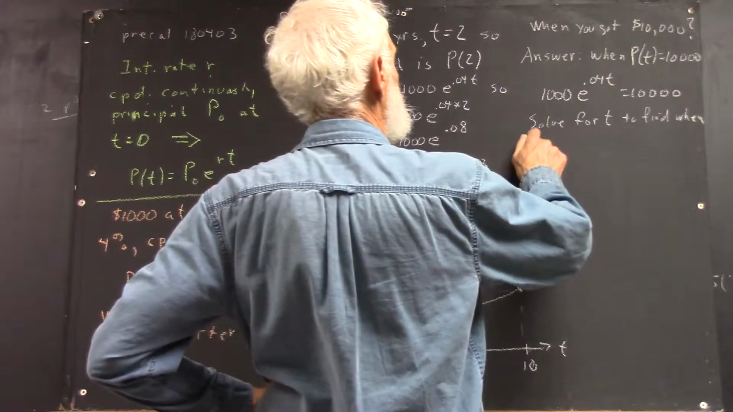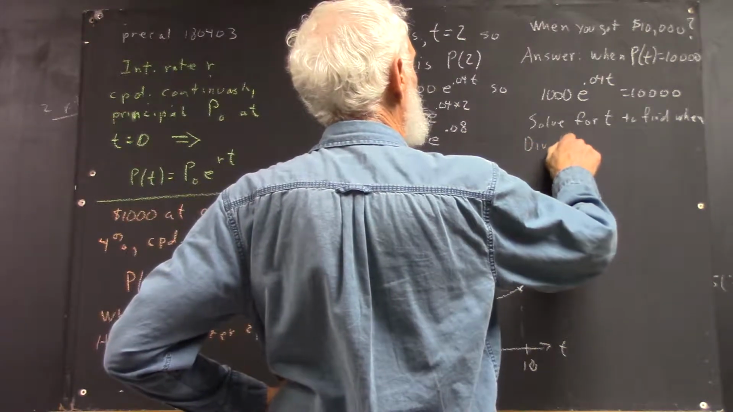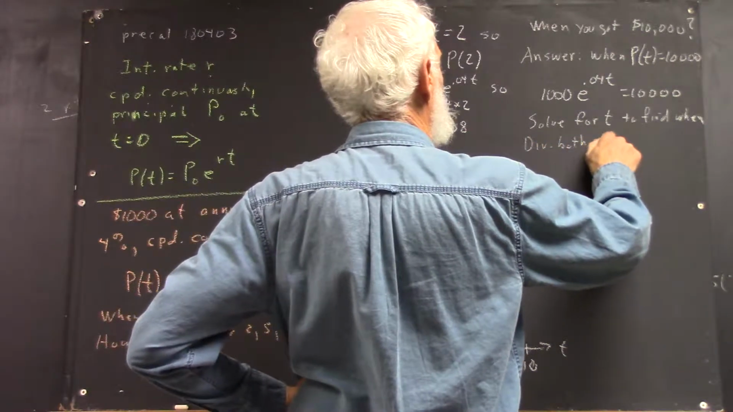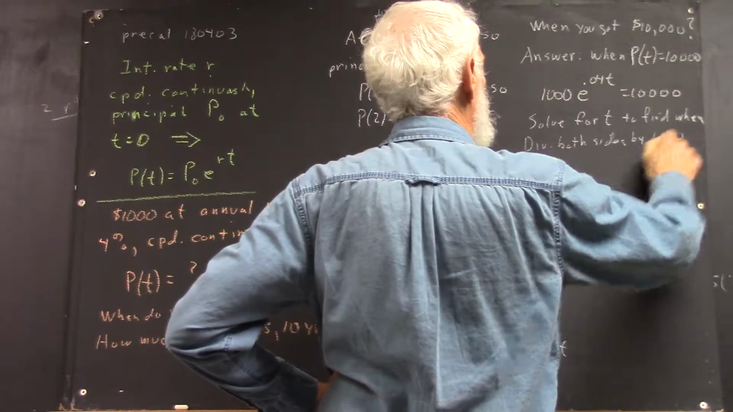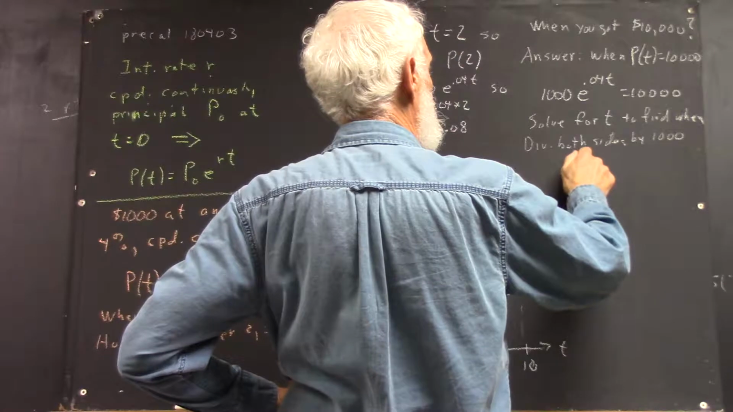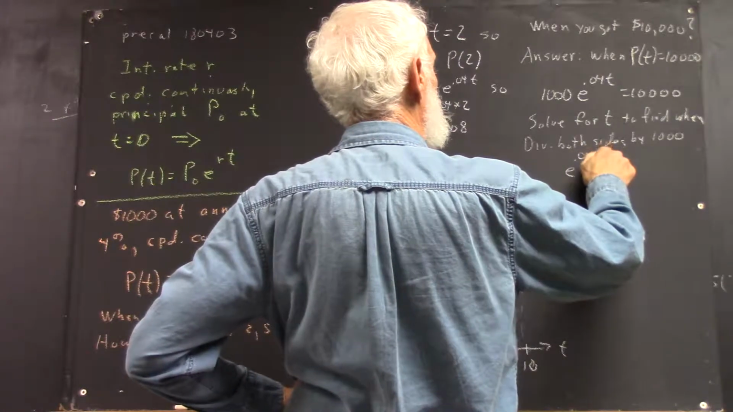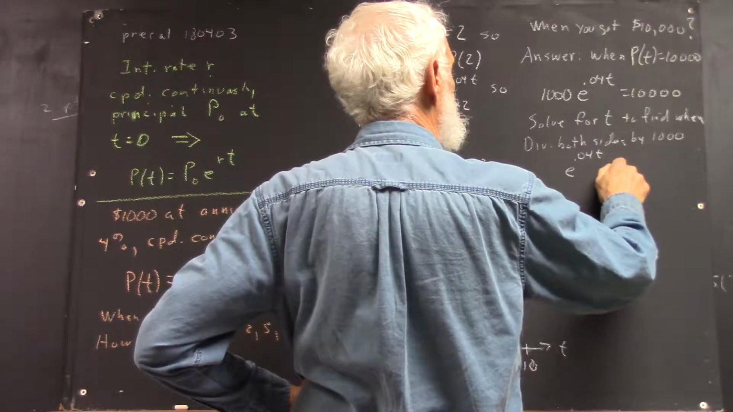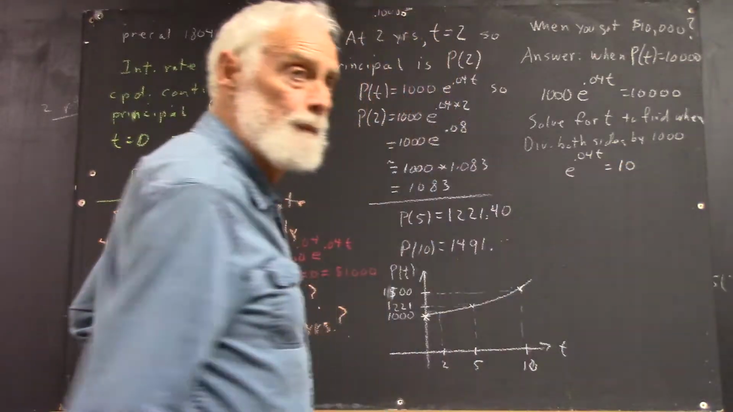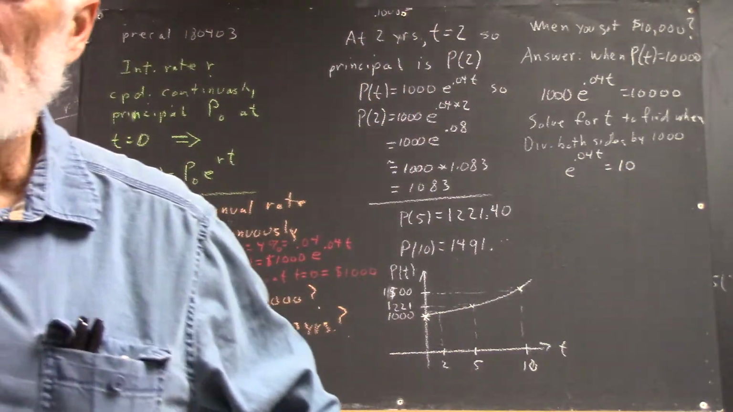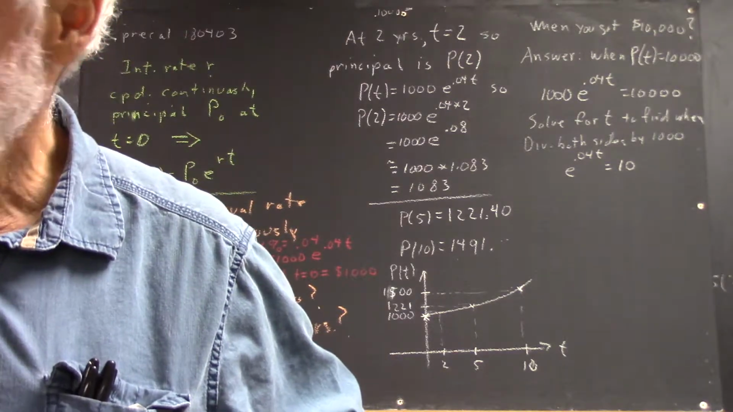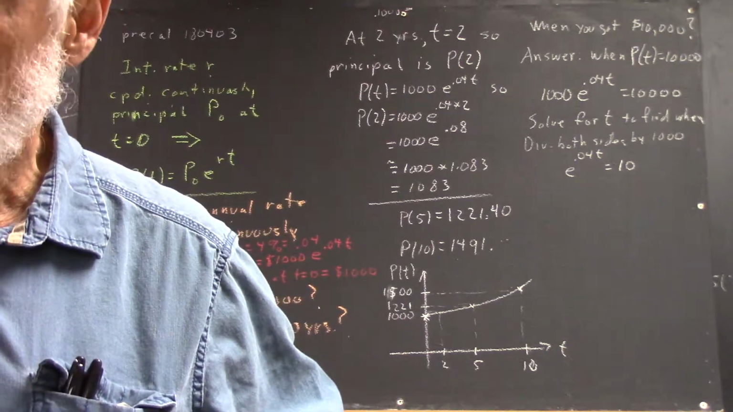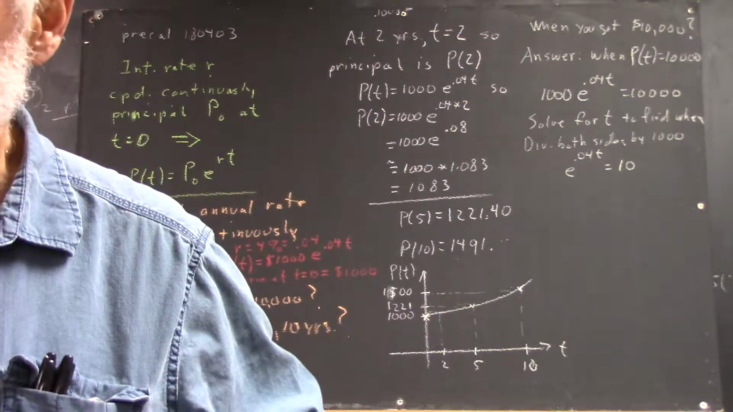We divide both sides by 1,000, and we get e to the 0.04t equals 10. Boy, that's a whole lot simpler than it was. Okay? Now what do we do? Make it a log.